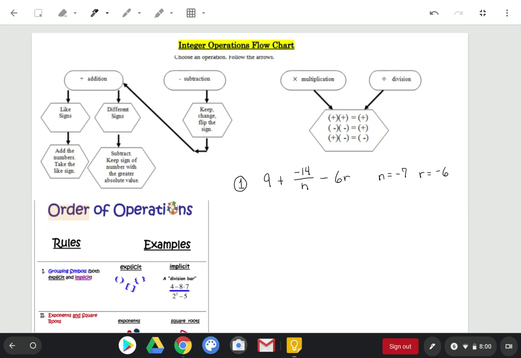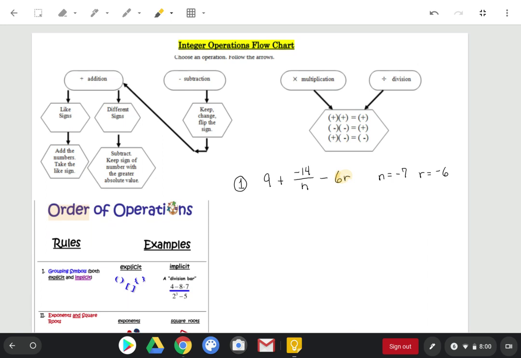Guys, the first thing I want you to be aware of, do you see this 6r right here? What does that mean? I need you to know when you have a number right beside a variable, a variable is just a letter that takes the place of a number, that indicates multiplication. So you are multiplying 6 times r. Please keep that in mind.